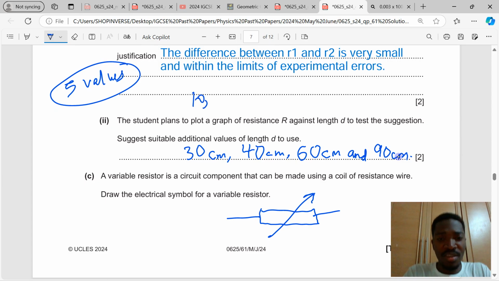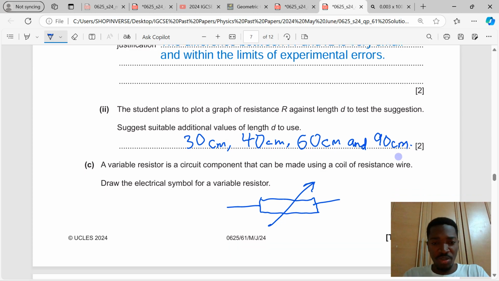You can pick 10, 20, 30, 40. 50 and 75 have already been done for you. So that's fine. That's how you pick your values here. Make sure you have 5 values.